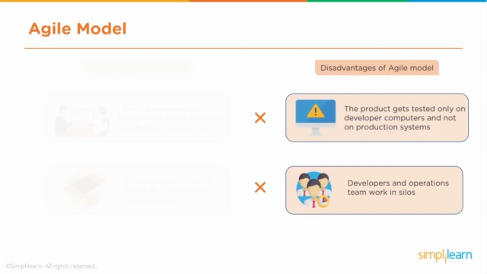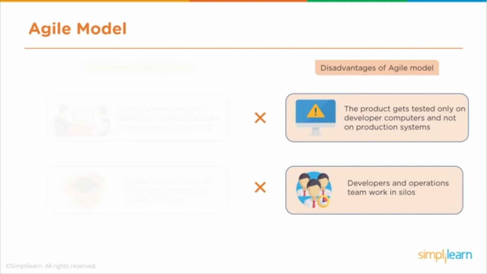However, there are also some distinct disadvantages. The product itself really doesn't get tested in a production environment. It's only being tested on the developer computers. And it's really hard when you're running Agile for the sprint team to build out a solution easily and effectively on their computers to mimic the production environment. And the developers and the operations team are running in separate silos.